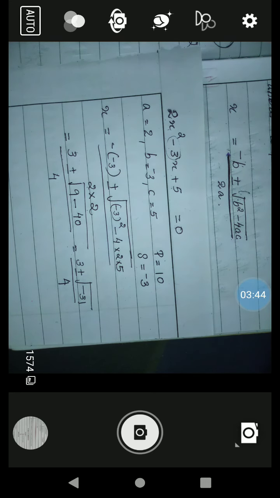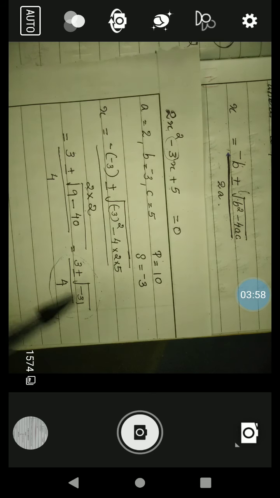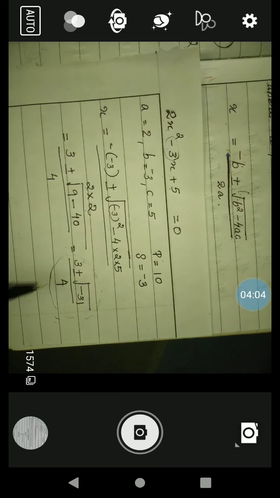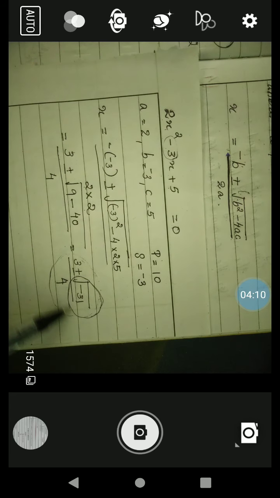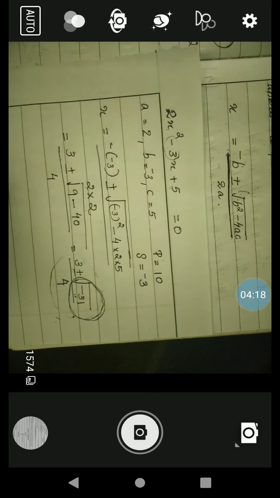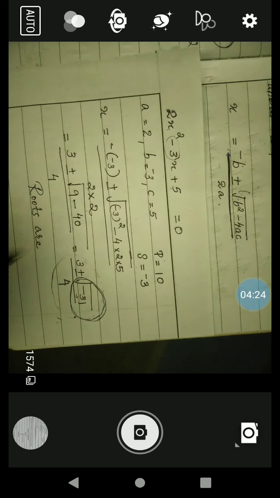What is root of minus 31? We don't know what is root of minus 31. We cannot find the root of negative numbers. So, in this case, we will not get a solution set. So, for this question, there is no solution. We can say that the nature of the roots is imaginary. We cannot find the value of root minus 31. Therefore, we can write the answer as: roots are imaginary.